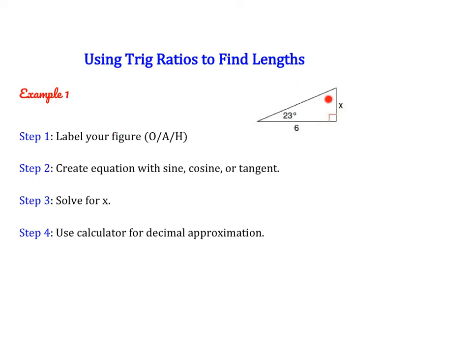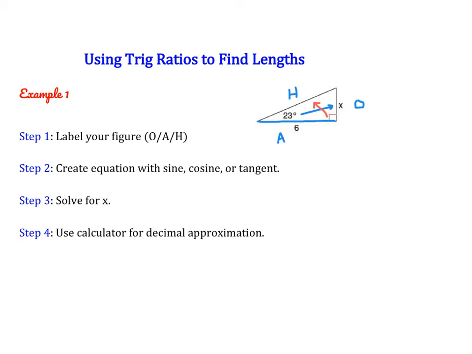When you're given your figure, the first thing that I always recommend doing is labeling your figure with O for opposite, A for adjacent, and H for hypotenuse. And remember, it's always in reference to the angle that we are given. So from this angle, I can see that this is the opposite side, so I'm going to label it O. I can see that this is the hypotenuse, so I'm going to label it H. And I can see that this leg is our adjacent side, so I'm going to label it A.